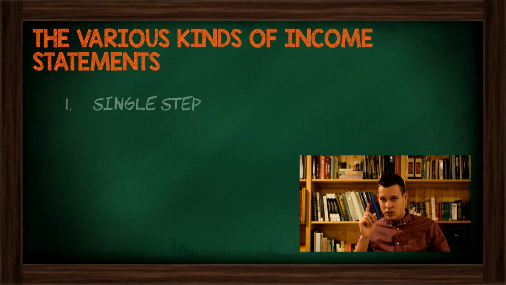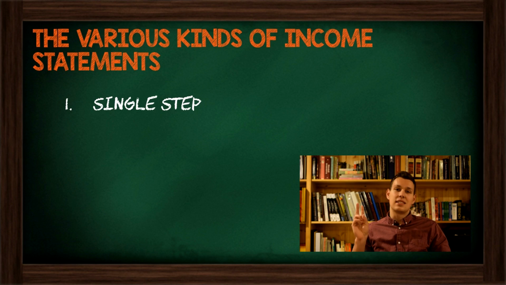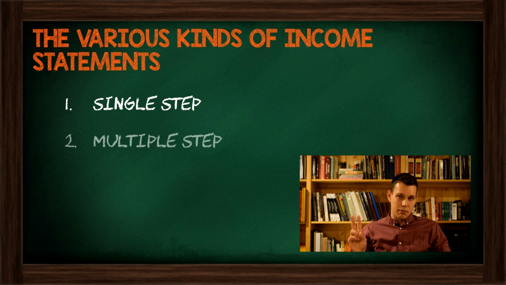Okay? So without further ado, let's look at the different kinds of income statements that you're going to need to know how to prepare. Fortunately, there's only two. There are two kinds that you're going to need to know and master. Okay? First one is called the single-step income statement. The second one is called the multi-step income statement. Alright? So let's take a little bit more of an in-depth look of each of these kinds of income statements.